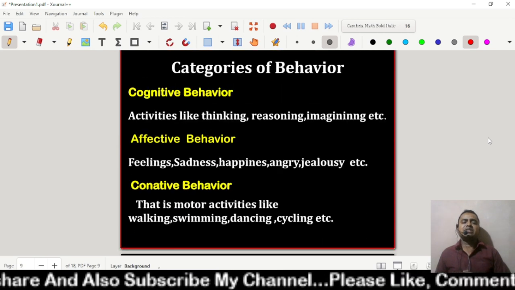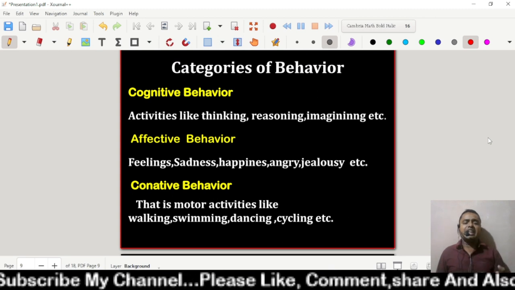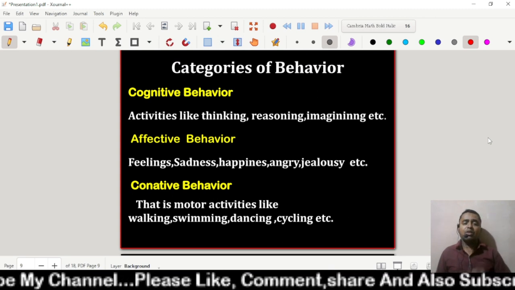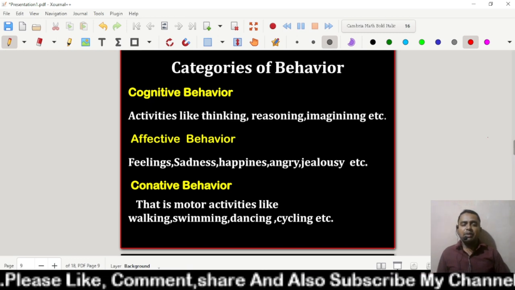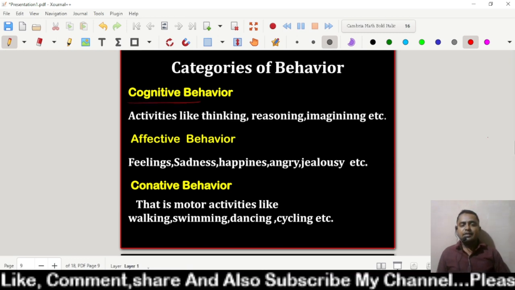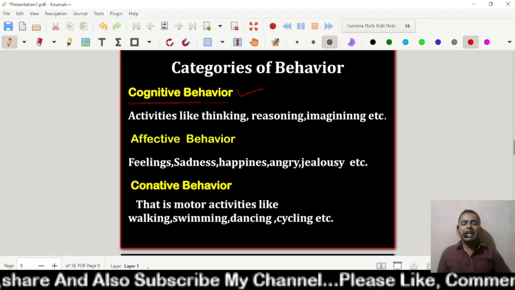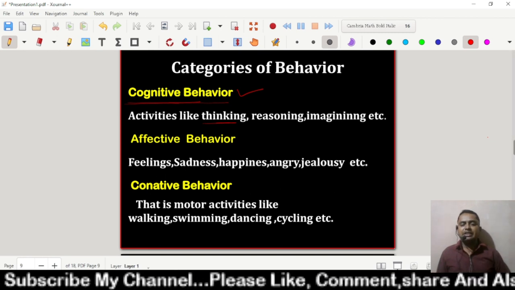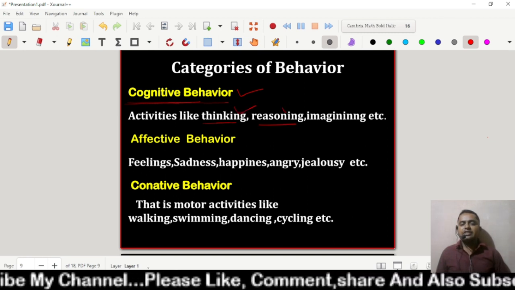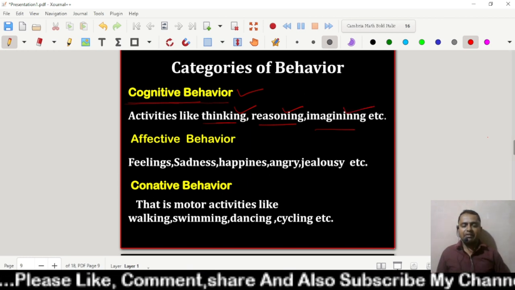Let us try to understand the categories or types of behavior. There are three categories, or three types, of behavior. First one is cognitive behavior. Cognitive behavior means activities like thinking. It is related to our cognitive abilities: thinking, reasoning and imagining, etc. are the cognitive behavior.